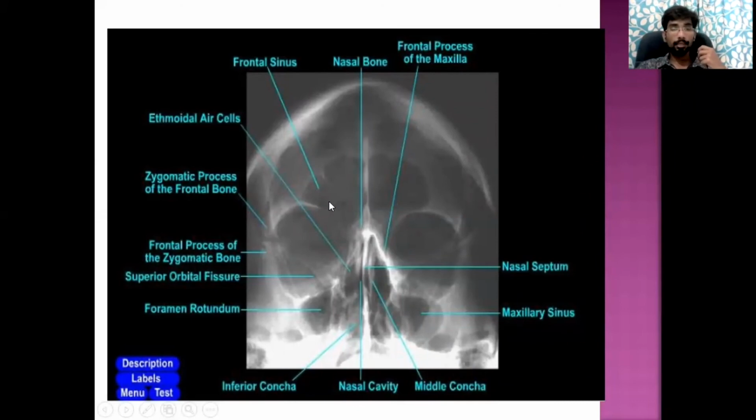Major anatomical landmarks are the frontal sinus, nasal septum, this is the orbital margin, and this is the maxillary sinus, nasal septum, and ethmoid air cells.